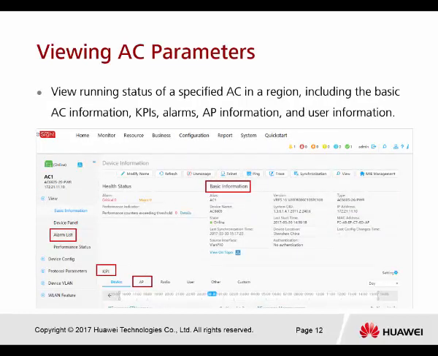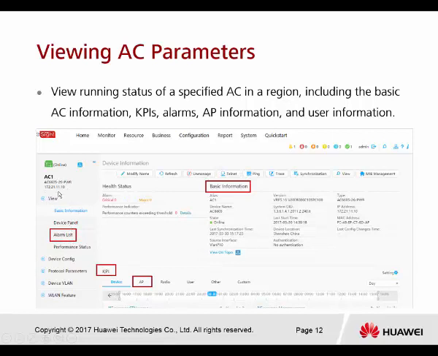Viewing AC parameters. View the running status of a specific AC in the region, including the basic AC information, KPIs, alarm, AP information, and user information. So at these places, you can just click on the alarm list. So we are inside the AC already.